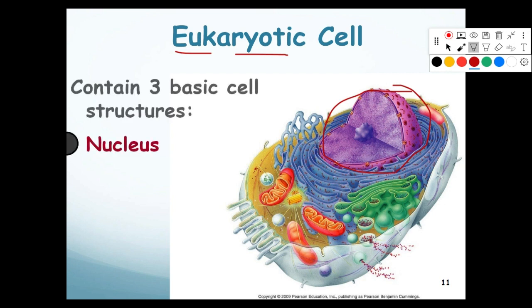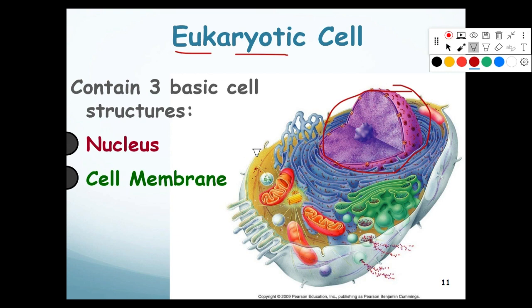And so it contains three basic structures in the cell. And I keep pointing this out, but again, the nucleus is going to be that main centerpiece of this eukaryotic cell. And again, that's where the word comes from, right? Eukaryote, true nucleus. All right, so I mentioned earlier that all cells have a cell membrane.